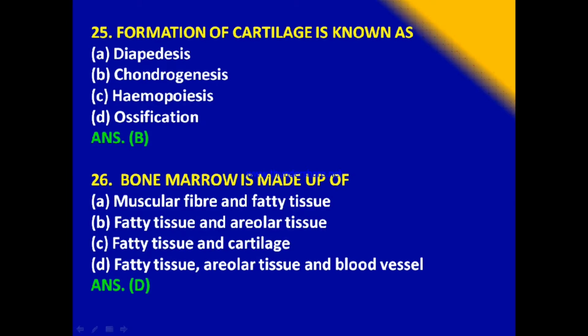Bone marrow is made up of muscular fiber and fatty tissue and areolar tissue, fatty tissue and cartilage, or fatty tissue, areolar tissue and blood vessels. So bone marrow is made up of fatty tissues, areolar tissues and blood vessels. These are the three components of bone marrow.